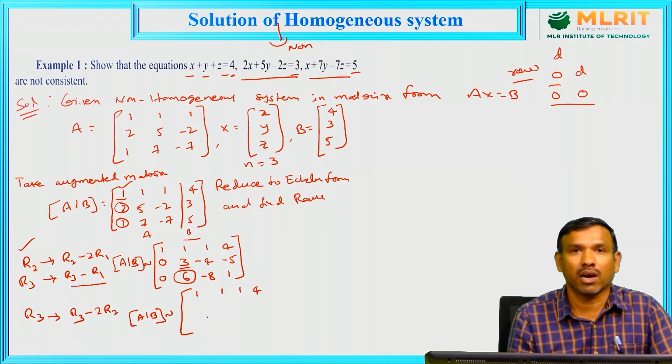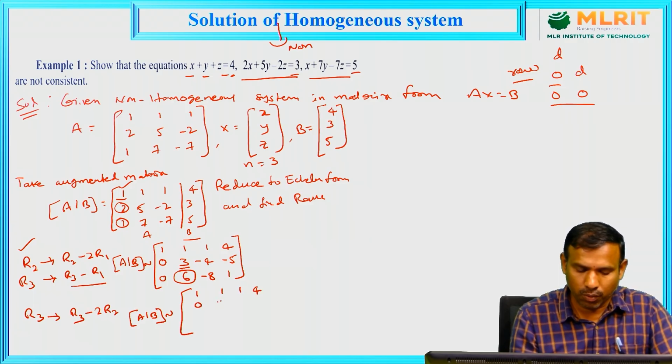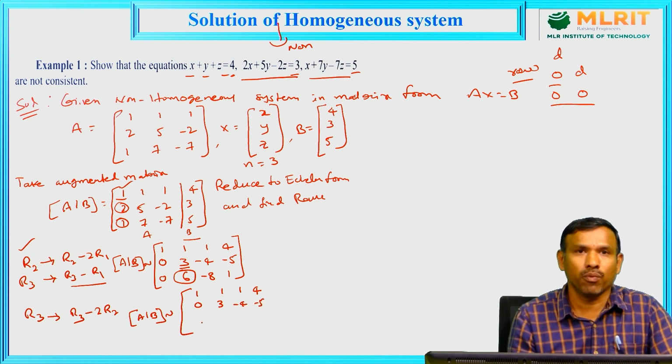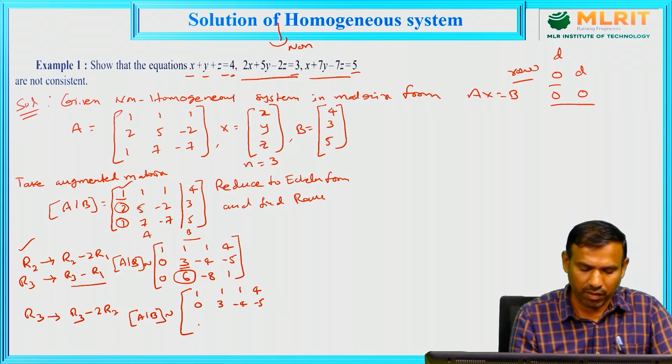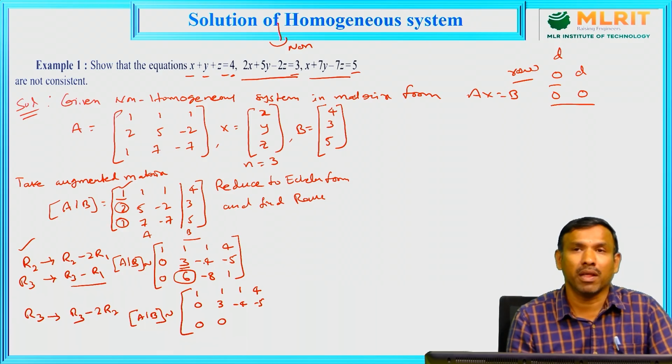Since we are using the second row, no change. 0, 3, minus 4, minus 5. Third row we are changing. R3 minus 2R2. 0 minus 0, 0. 6 minus 2 into 3, 6. 6 minus 6, 0. Minus 8, minus of minus, plus 2 into 4, 8.